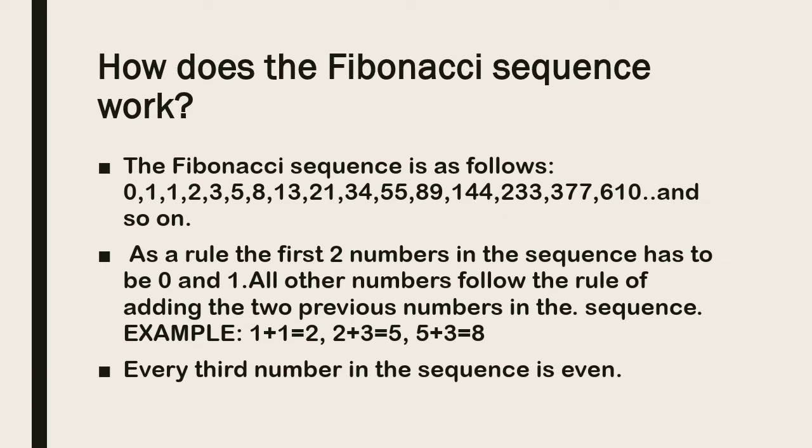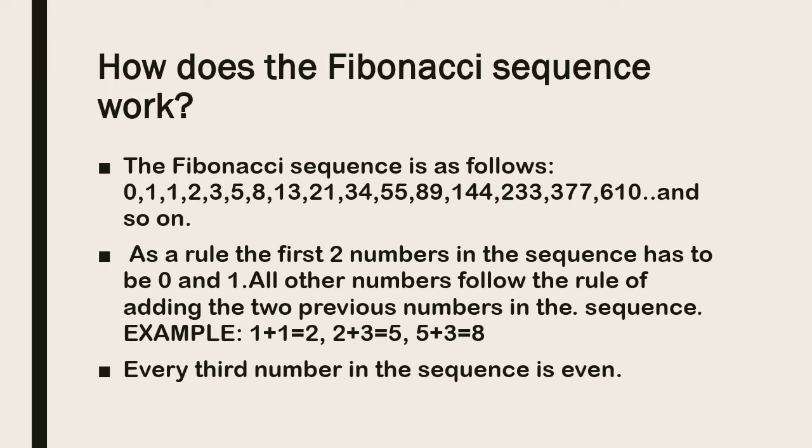The Fibonacci sequence is as follows: 0, 1, 1, 2, 3, 5, 8, 13, 21, 34, 55, 89, 144, 233, 377, 610, and so on. As a rule, the first two numbers in the sequence have to be 0 and 1. All other numbers follow the rule of adding two previous numbers in the sequence.